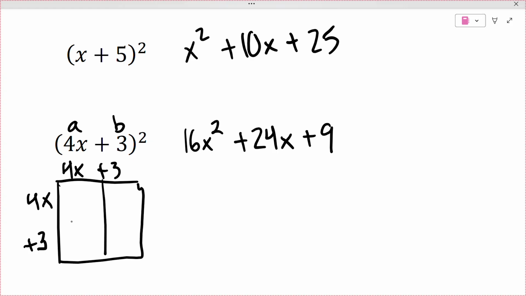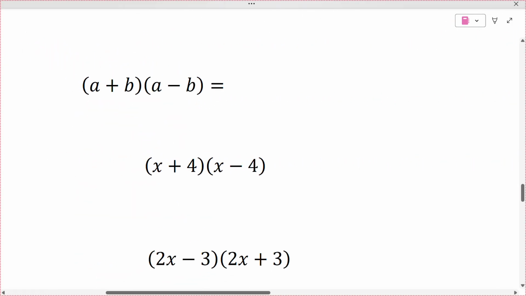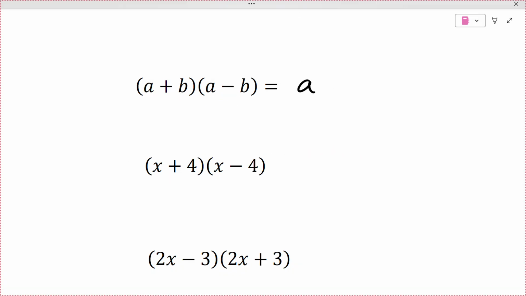So again, this would be 16x squared. This is 12x. This is 12x. This is 9. Put that all together, you get the same thing. The other formula here, this one we will actually use a little bit more when we do factoring, is if you multiply something of the form a plus b times a minus b, so you have the same numbers, the only difference is one is plus and one is minus, this actually simplifies to a squared minus b squared.